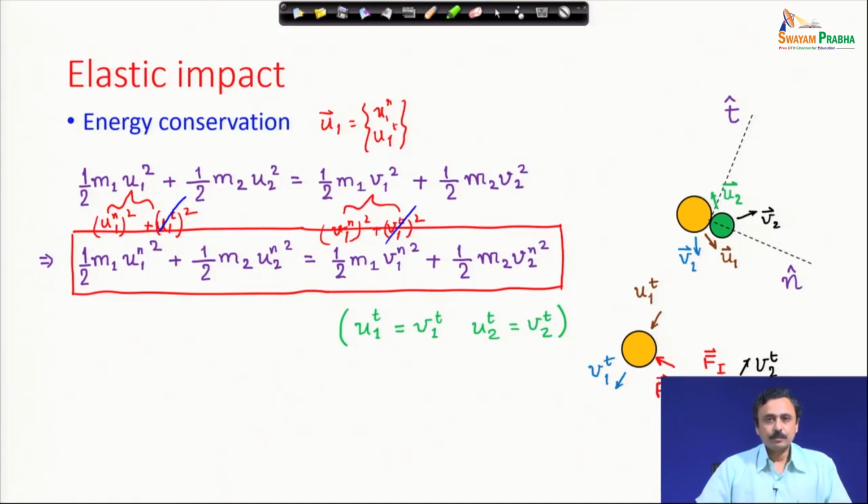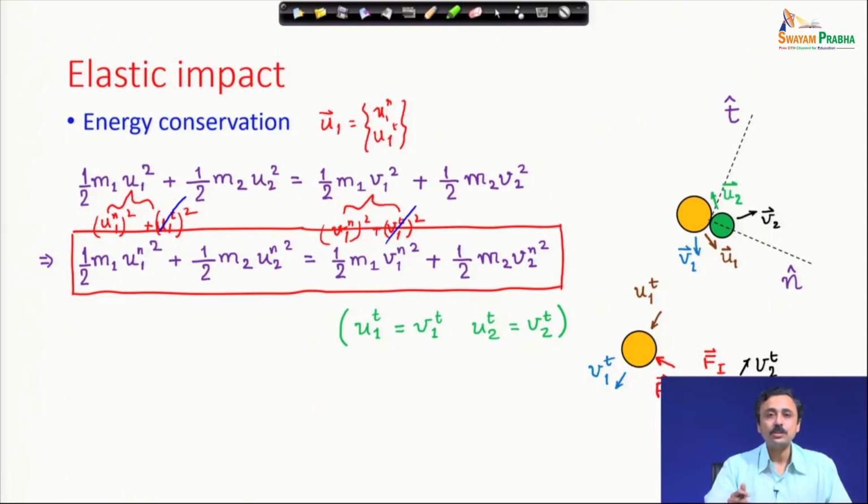In the previous slide, we had this scalar linear momentum conservation of the system along the normal direction. Therefore, we now have two conditions. One is the linear momentum conservation equation of the system of two particles along the normal direction, and the other is the kinetic energy or energy conservation of the system. Both are scalar conditions, and we have two scalar equations and we are left with two unknowns.